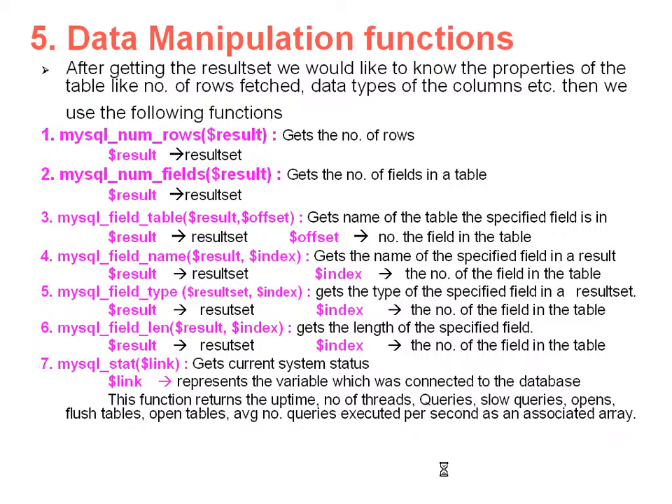mysql_stat, which takes $link or connection variable as a parameter, gets the current system status. The $link represents the variable which was connected to the database. This function returns the uptime, number of threads, queries, slow queries, opens, flush tables, open tables, and average number of queries executed per second as an associative array.